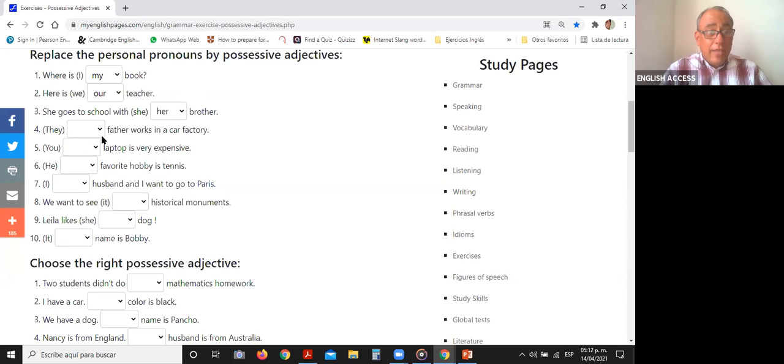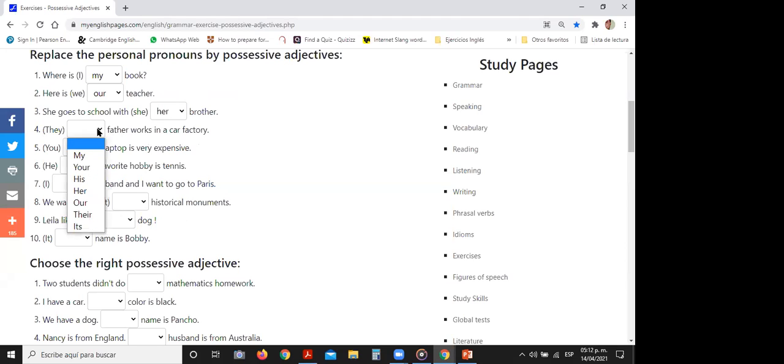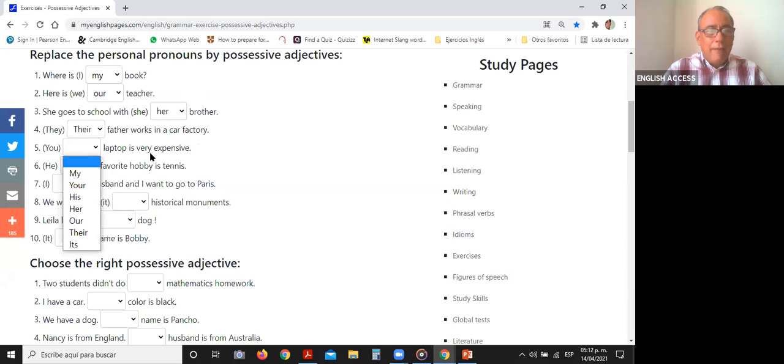In this case, we have they. Father works in a car factory. Their. They're very good. Number 5, your laptop is very expensive. Your. His favorite hobby is tennis. His. Her husband and I want to go to Paris. My. Number 8.